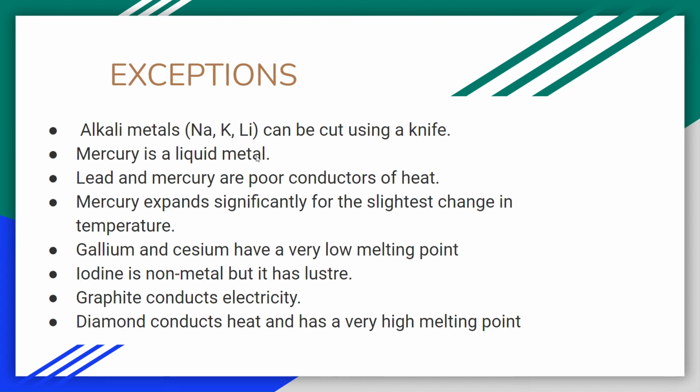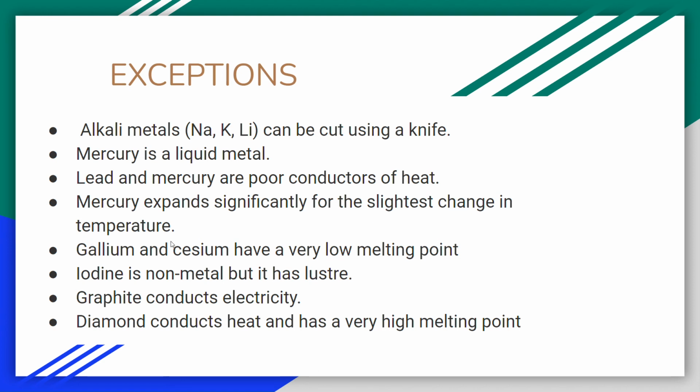Mercury is a liquid metal. Although generally metals are solid at room temperature, mercury is a metal which is liquid at room temperature. Lead and mercury are poor conductors of heat. Generally, metals are good conductors of heat and electricity, while lead and mercury are poor conductors of heat. Mercury expands significantly for the slightest change in temperature.